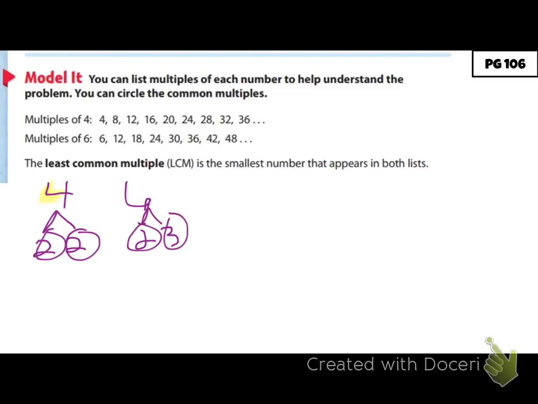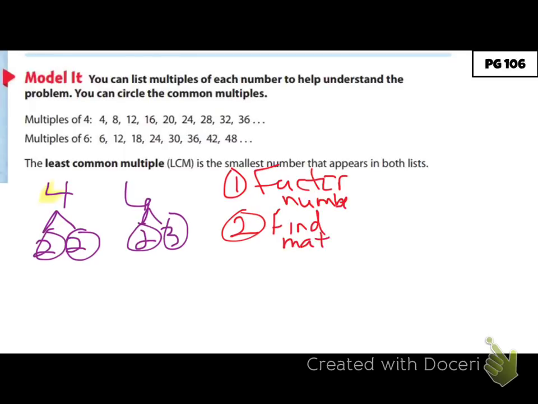Now, the difference between greatest common factor and least common multiple. We still factor out our numbers. The second step is still to find our matches. And then our third step, which is our difference. So if we find our matches, we have a 2 here and a 2 here, and that's all we have in common.